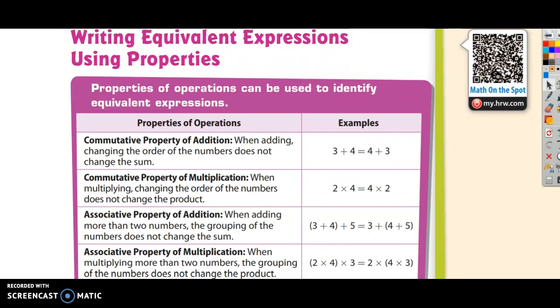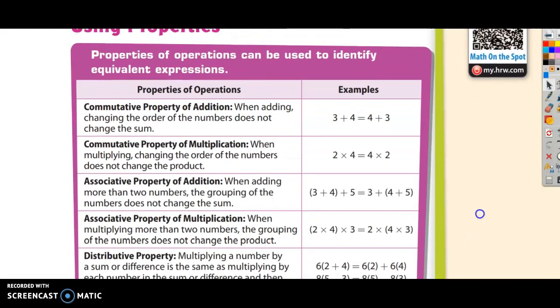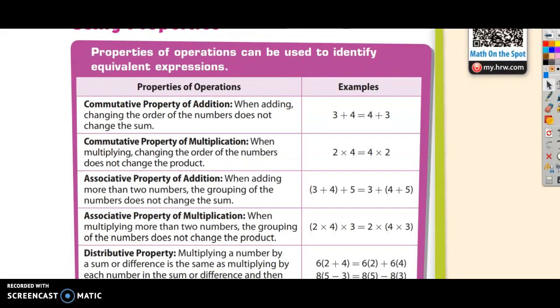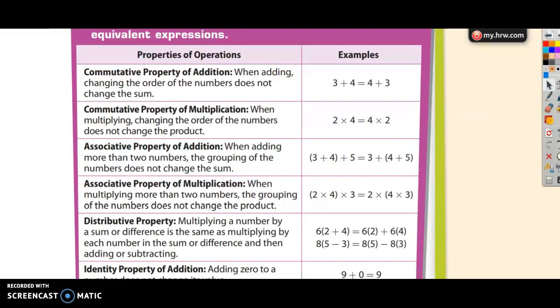One thing I'm going to do is read the name of the property and then show the example, okay? It says properties of operations can be used to identify equivalent expressions. The first one we're going to talk about is the commutative property of addition. When adding, changing the order of the numbers does not change the sum. So if you change the order from 3 plus 4 to 4 plus 3, they're equal to each other.